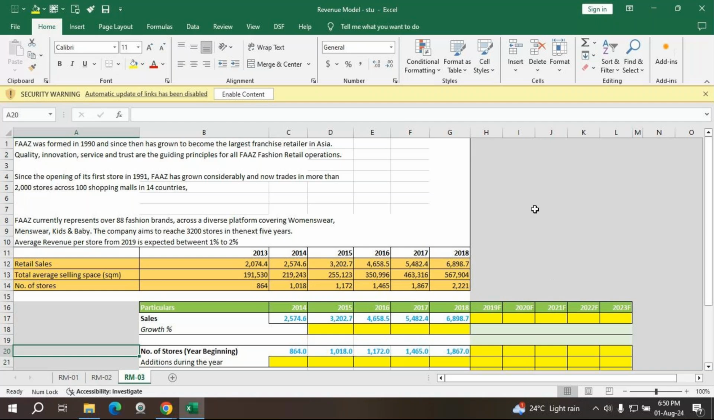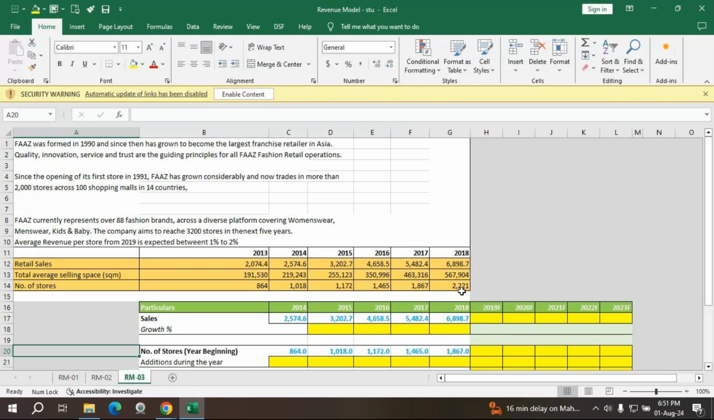Here is the information they have given. Retail sales: from the beginning, how the growth has happened. Total average selling space in square meters, how much it has. Number of stores: from one year to another, how they have increased and how they have reached the recent figure of 2221 stores. From here they want to increase the number of stores to 3200.